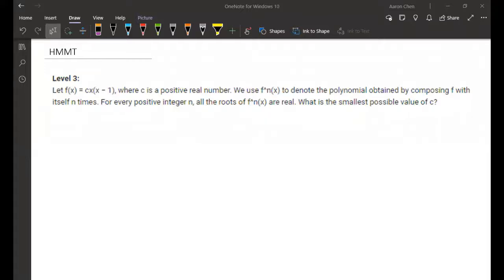Okay, so now I'll start going over the level 3 and 4 questions. So first of all, level 3. Let f of x be equal to cx times x minus 1, where c is a positive real number. And we let f to the power of n of x denote the polynomial that we get when we compose f with itself n times. For every positive integer n, all the roots of f to the power of n of x are real. And so we want to find the minimal c.